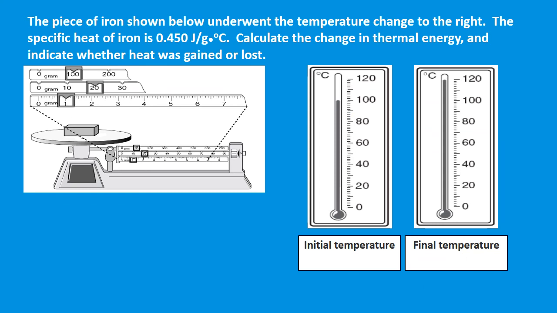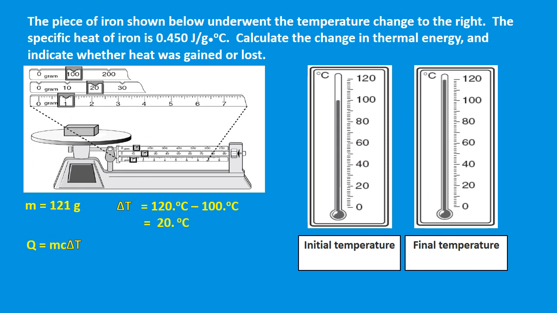Okay, let's look at this question. The piece of iron shown below underwent the temperature change shown to the right. The specific heat of iron is 0.450 joules per gram per degree Celsius. Calculate the change in thermal energy and indicate whether heat was gained or lost. So we have our initial temperature and we have our final temperature. From the balance, we can see that our mass was 121 grams. Our final temperature is 120 and our initial temperature is 100. Our change in temperature is 20.